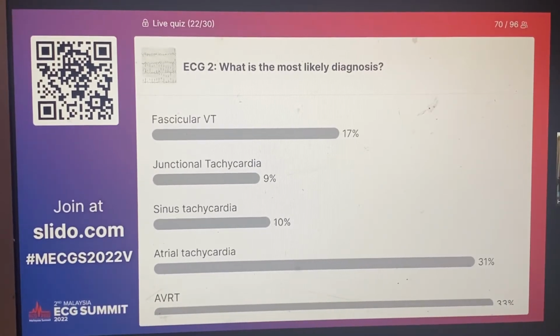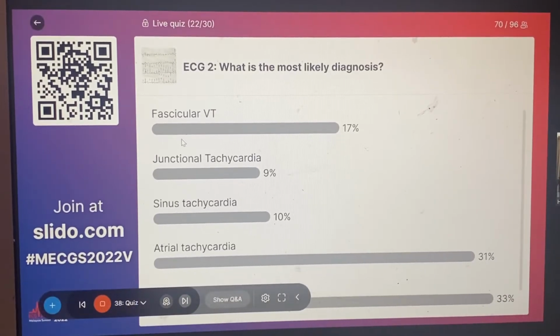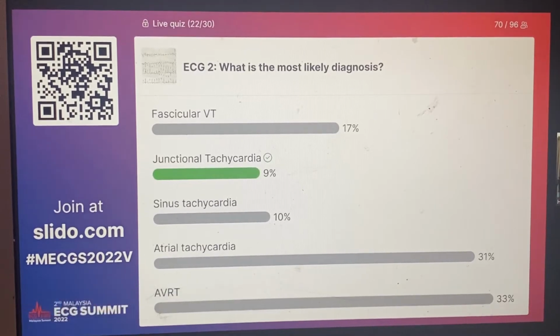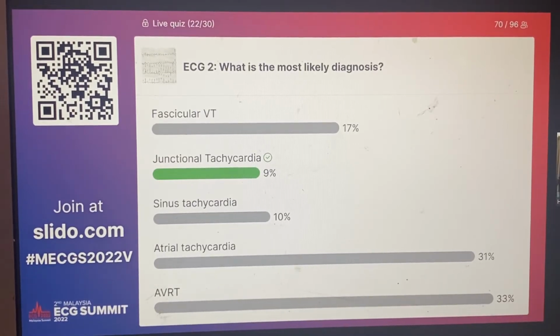So most of us answered AVRT. Okay. So I can also understand why people think, oh yeah, but the answer is junctional tachycardia. So why? We go back to the ECG.